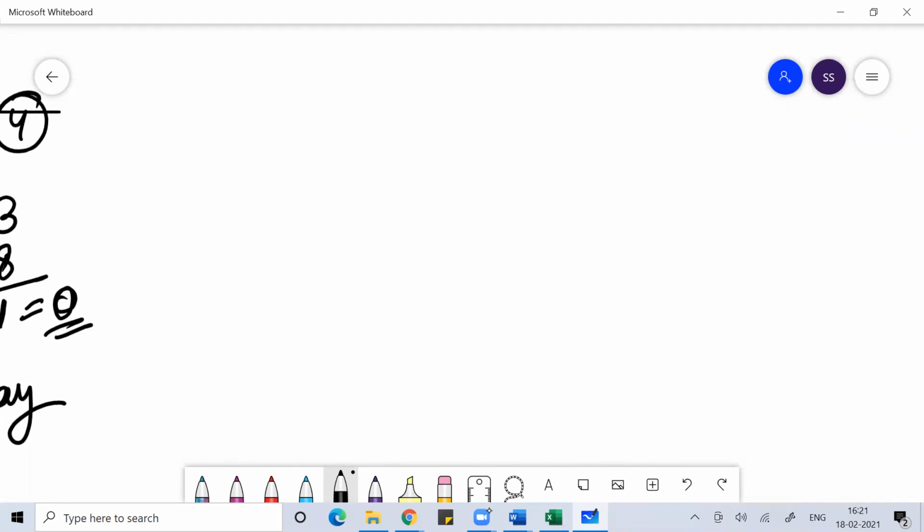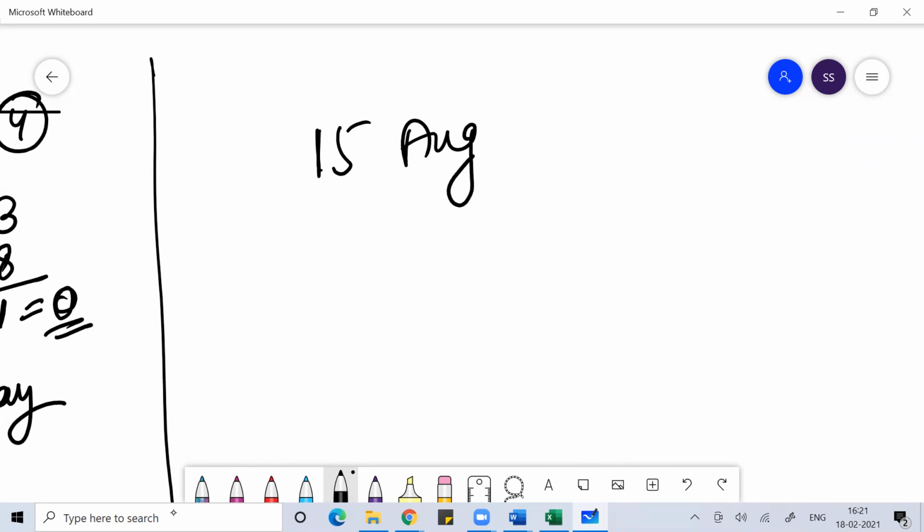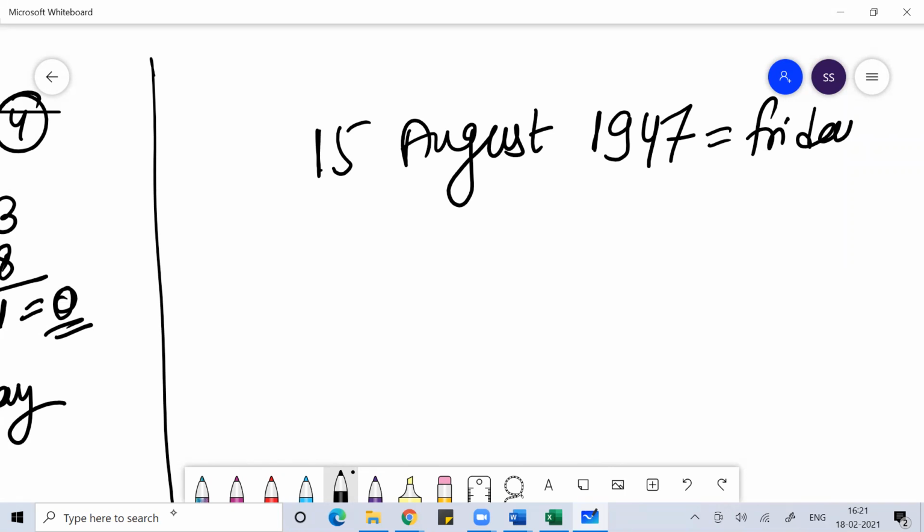For example, we got independence on 15 August 1947. 15 August 1947 was Friday. So if you want to prove it mathematically, you can do it. I want to take a little bit better example, because today's date was very easy to calculate. So let's take a little bit better example like 15 August 1947.